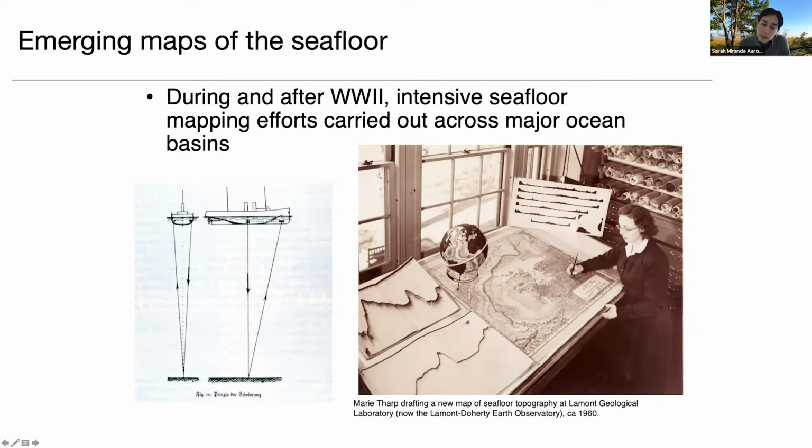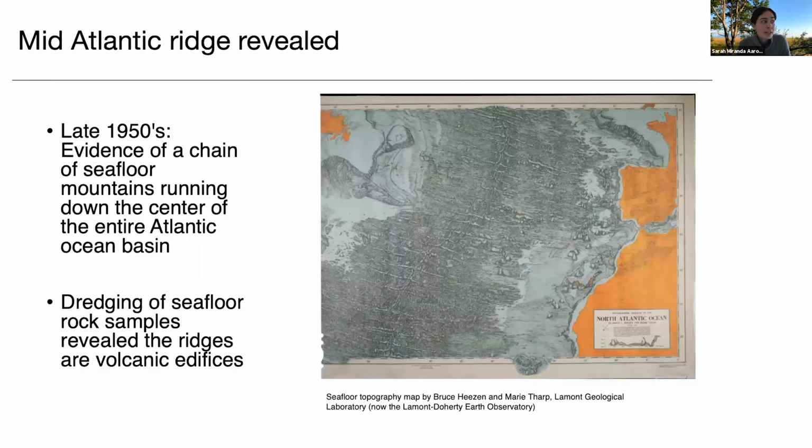And so they basically were doing these mapping efforts and coming up with these profiles. And you can see kind of these profiles on the left-hand side of this picture here. And Marie Tharp was really responsible for taking these profiles and translating them to what a map would look like of the ocean floor. And so this was really painstaking work that took a really, really long time. And one really important outcome of Marie Tharp's work was that she discovered in the late 1950s that there was a chain of mountains running down the center of the Atlantic Ocean basin.